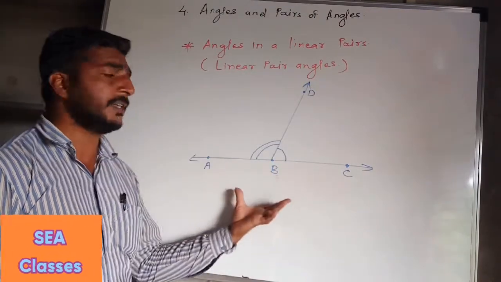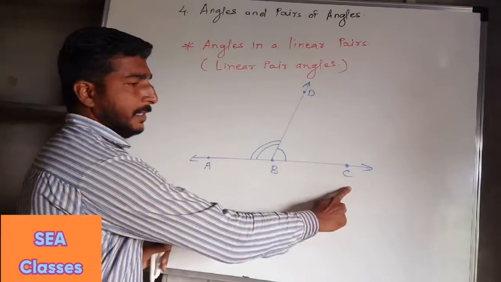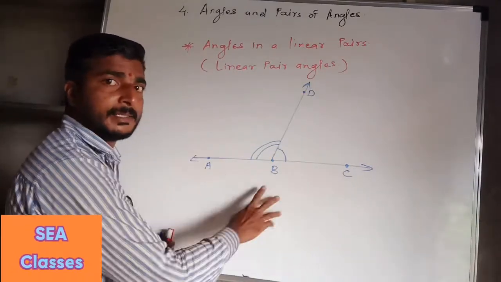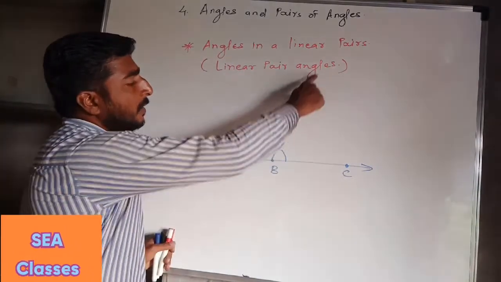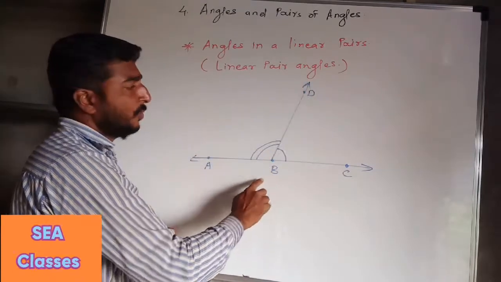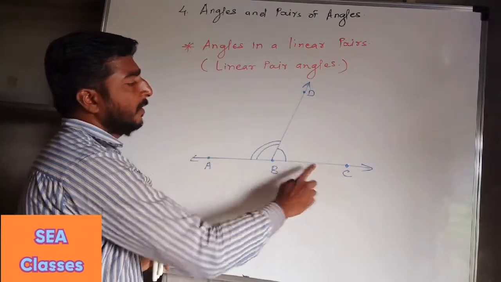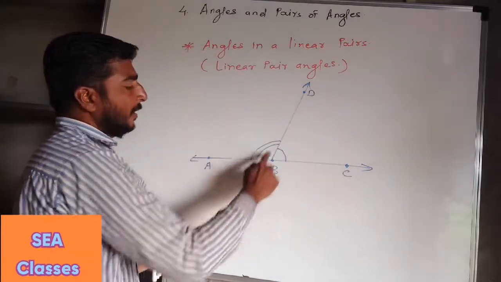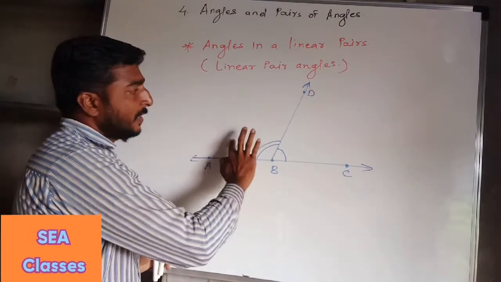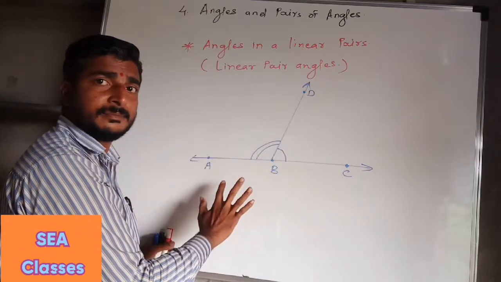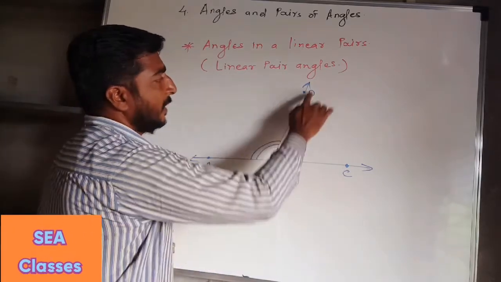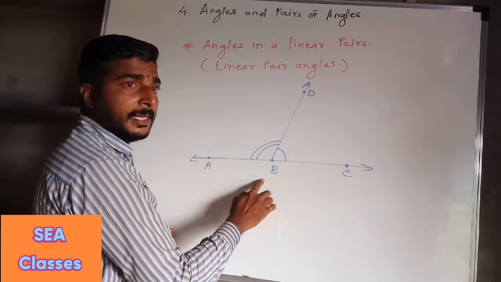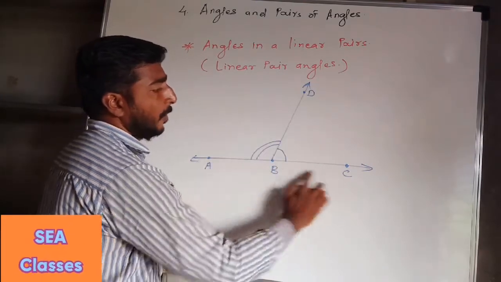So here you can see there is a figure. There is a straight line AC having a point B in between A and C, and on B we have drawn a ray BD. So due to this ray BD, this straight angle gets divided into two angles, angle DBC and angle DBA. So these two angles are adjacent angles, and they have a common arm BD, and the other two arms of these two angles form a straight line.